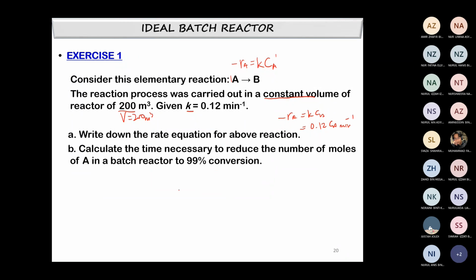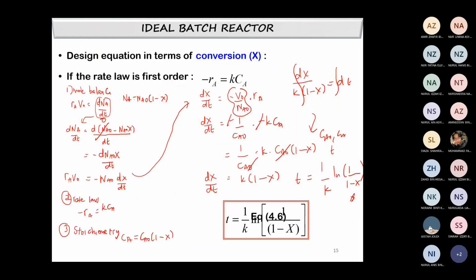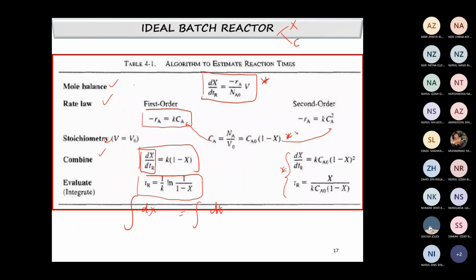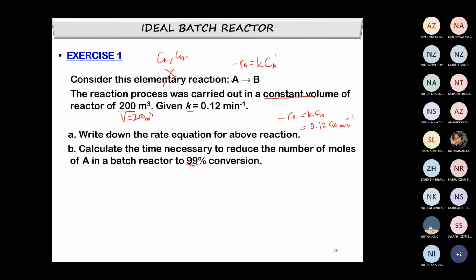And B, calculate the time necessary to reduce the number of moles of A in a batch reactor to 99% conversion. So here the question does not provide you with CA naught, but it provides you with X. So refer back, this is a first order reaction, you go to the back, which is this one, in terms of X. Use that equation, and put back the value for X which is 0.99 and k, which is 0.12.